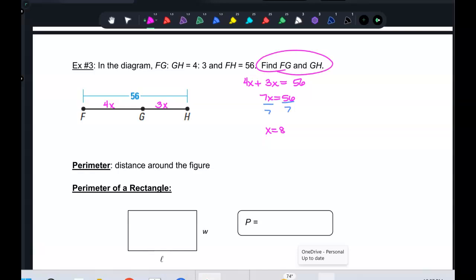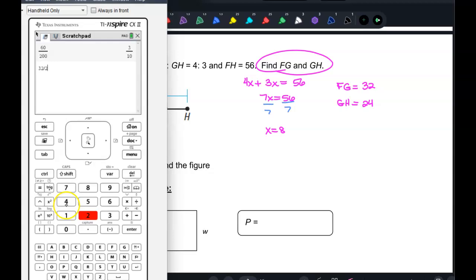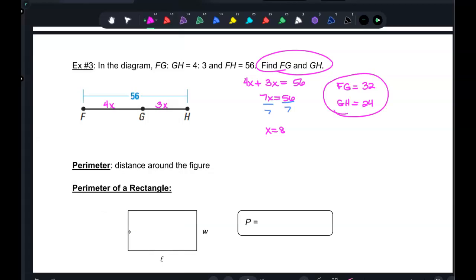Okay, now I want to go back and find FG, 32, and GH, 24. Okay, again, we can check to make sure the numbers make sense. If we add these two together, does that equal 56? Yes. If I do the ratio of 32/24, would that be 4:3? Again, you could just plug it into your calculator. You could do 32 divided by 24. I get 4:3. Okay. Any questions on those?